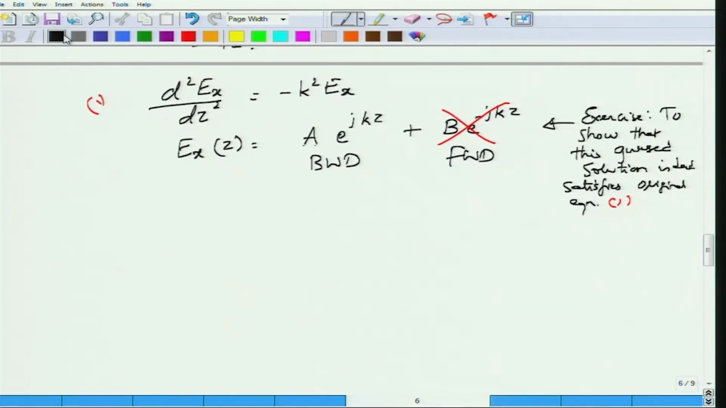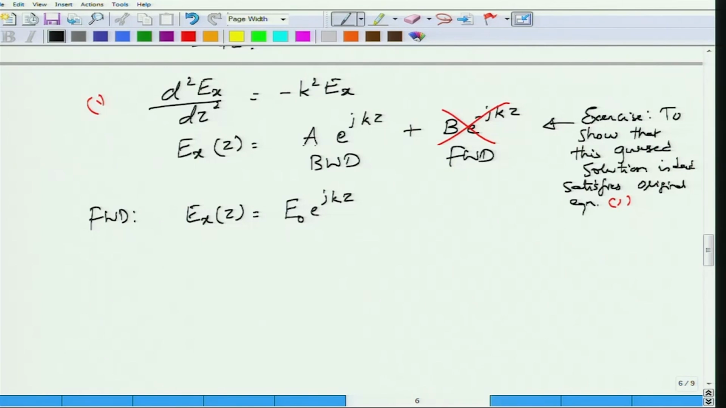Considering only the forward wave solution, I have Ex of z is equal to a, which is some constant, and instead of talking about a which conveys no intuition, let's call this E0, okay. E0 stands for some amplitude of the electric field. So you have E0 e power jkz as the solution.